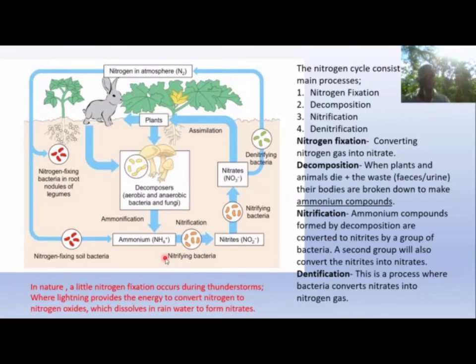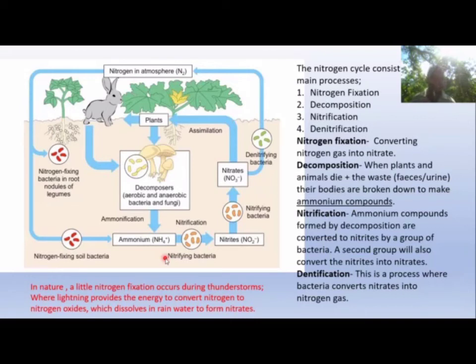When animals and plants die, their body or their waste is broken down to ammonium compounds. And then the ammonium compounds are going to be worked on by nitrifying bacteria, converting them first to nitrites, then back to nitrates, and then the plants can absorb it again. Then you have one special group of bacteria again, called the denitrifying bacteria. What they will do is break down the nitrates back into nitrogen gas and release it back into the atmosphere, and the cycle keeps going.